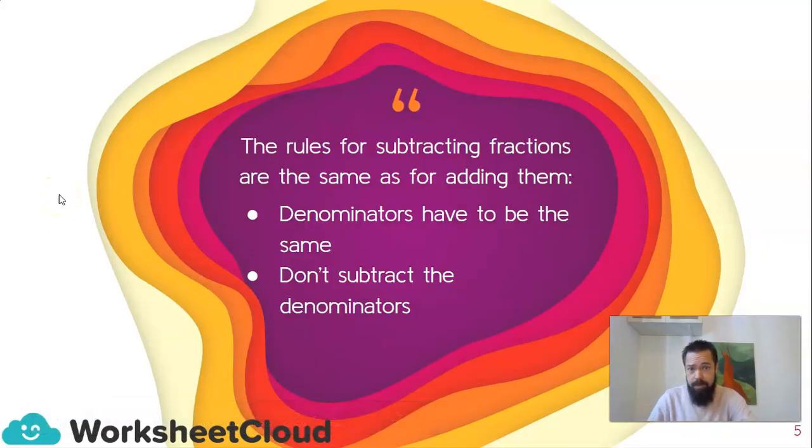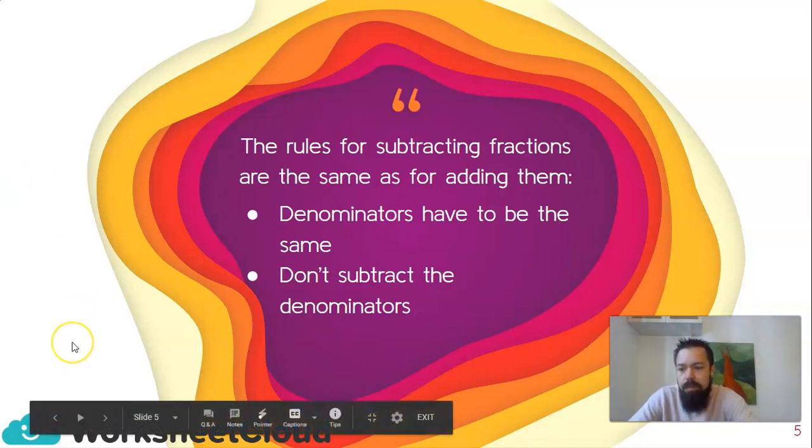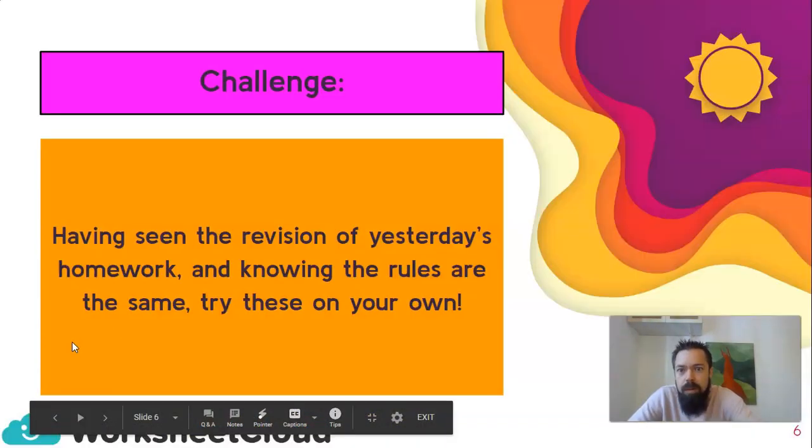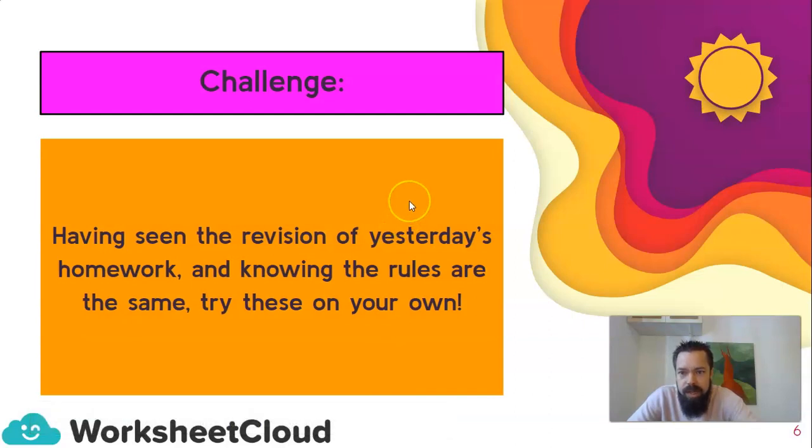So the rules for subtracting fractions are pretty much exactly the same. First of all, we have to make sure our denominators are the same before we subtract. And secondly, we don't subtract the denominators. So with addition, we don't add them, and with subtraction, we don't subtract them.